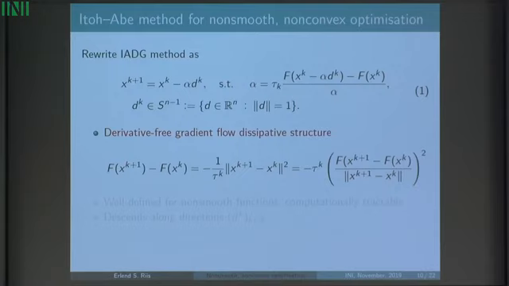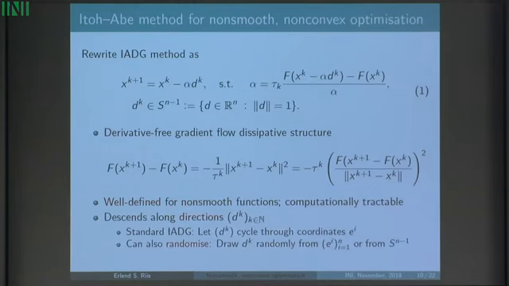And then you have this dissipative structure that generalizes gradient flow dissipation, but it's derivative-free, so your updates dissipate like this. And this is well defined for non-smooth functions. It's also computationally tractable, so you can still implement this in a non-smooth derivative-free setting. And you can also quite naturally generalize this, going from cycling through the standard coordinates to choosing randomized directions on any unit sphere, for example, or randomizing the choice of standard coordinates.